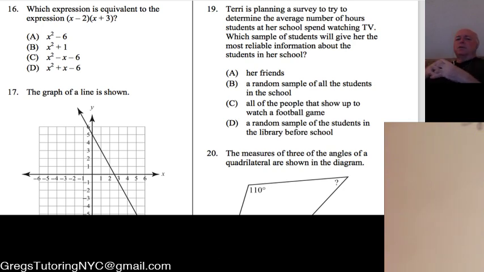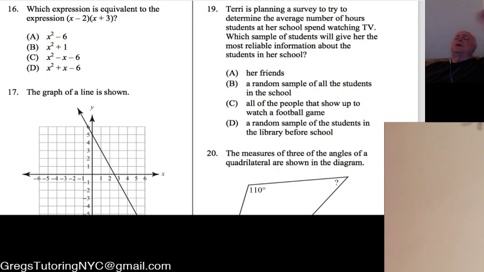So Terry is planning a survey to try to determine the average number of hours students at a school spend watching TV. Which sample of students will give her the most reliable information about the students in the school? So it's not which will give her info about the students. They will all probably do it. But which is going to be the most reliable? So, for instance, her friends. If she asked only her friends, would she be able to determine the average number of hours students at a school spend watching TV? Yeah, if that's the only data she had, then that would be the only thing she would have to go with. So that would work. But is it the best choice?